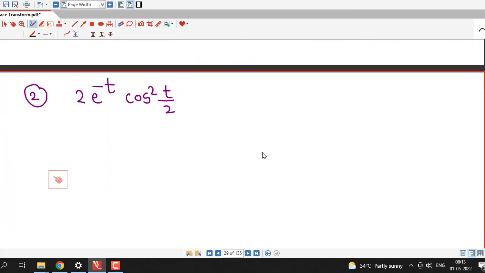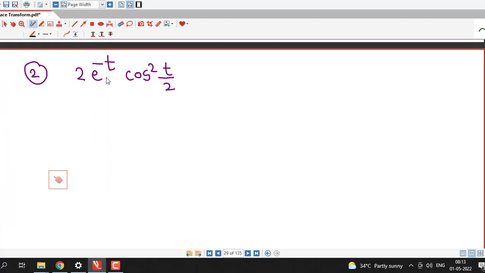We consider another function. Here the function is e raised to minus t cos square t by 2, and if we wish we can rewrite this as e raised to minus t times 2 times cos square t by 2. So first we have to find the Laplace transform of this function, 2 times cos square t by 2.